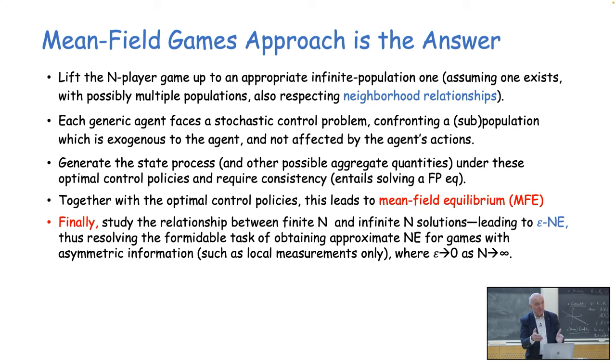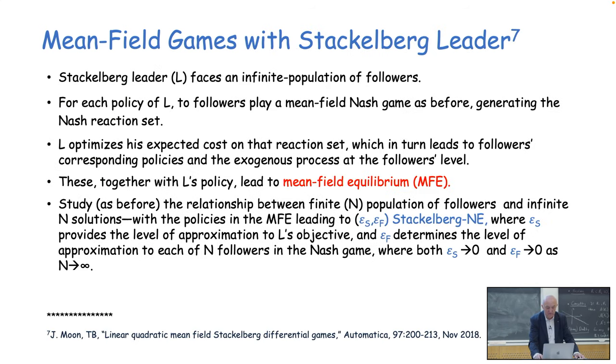This is with asymmetric information, in this case using only local measurements. Even if the players have other measurements, they are not relevant to this case, because the stochastic control problem that each generic agent solves has to use only his local information, because the others' information is not relevant. And so we can show that epsilon goes to zero as n goes to infinity. And as I said, in many problems, it's on the order of 1 over square root of n.